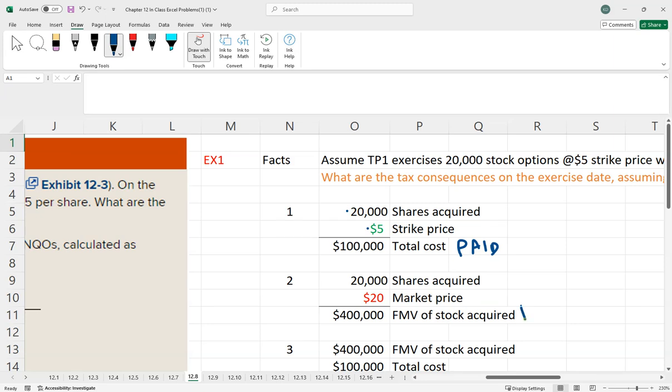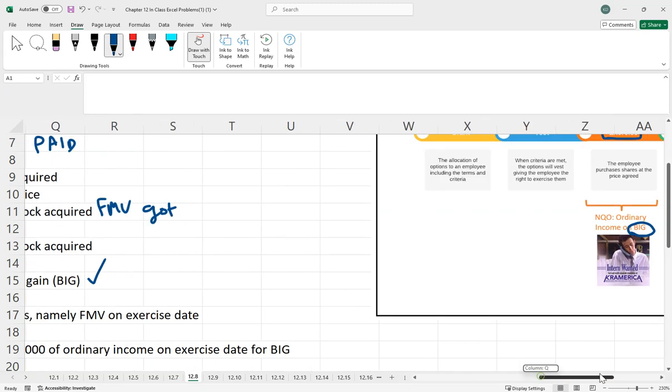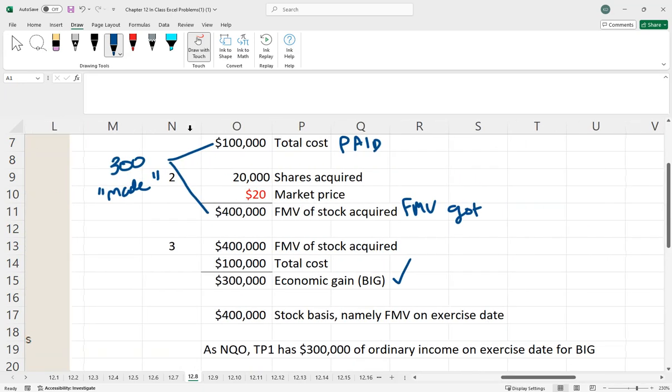So what he got, the fair market value of what he got, was 400, right? Well, he paid 100, but what he got was worth 400. It was like he made 300,000. That is going to be his ordinary income on that date, 300 grand of ordinary income.